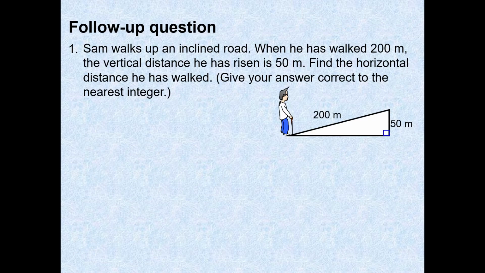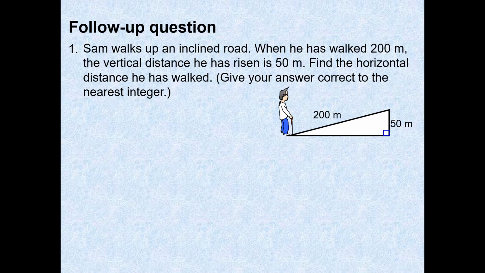So now it's your turn. Please make a pause before we check the answer. I believe you should have finished the question, right? So let's read the question. Sam walked up an inclined road. When he has walked 200 meters, the vertical distance he has risen is 50 meters. Find the horizontal distance he has walked. Give your answer correct to the nearest integer.